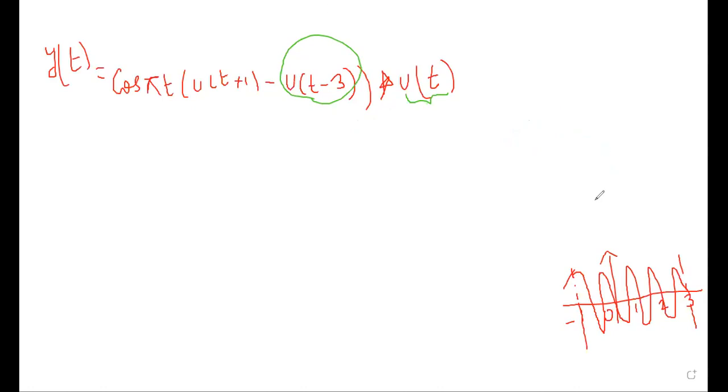Here I will keep this as x of t, and I will draw my u of t. I will take another color. So u of t I know how it is. So u of t is from 0 up to infinity.